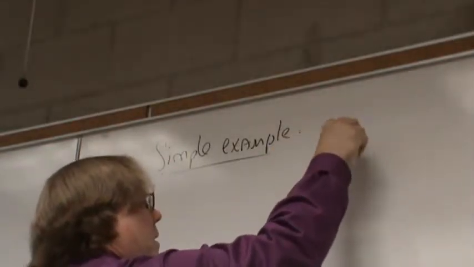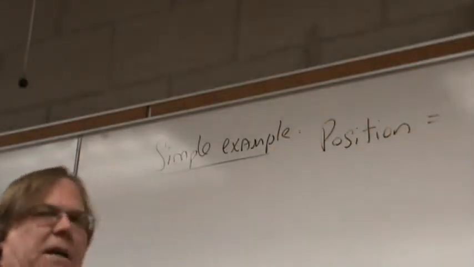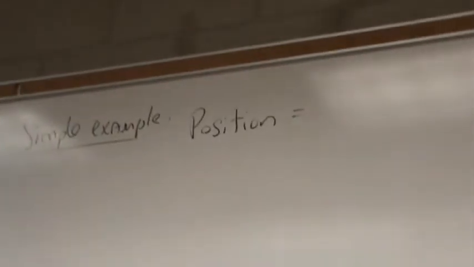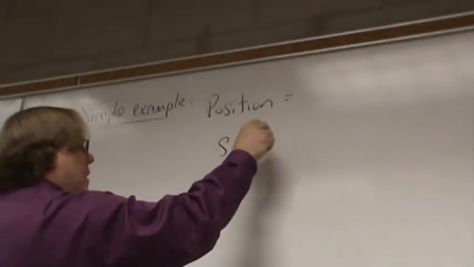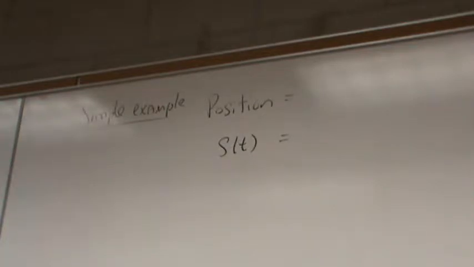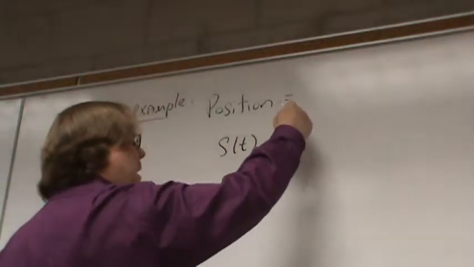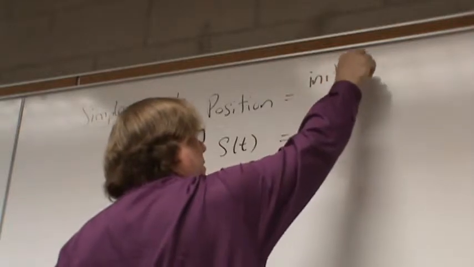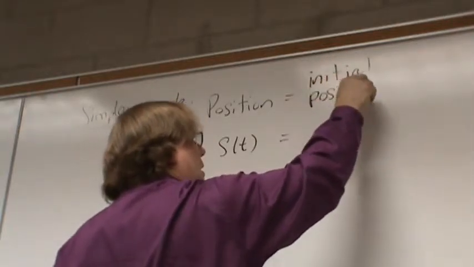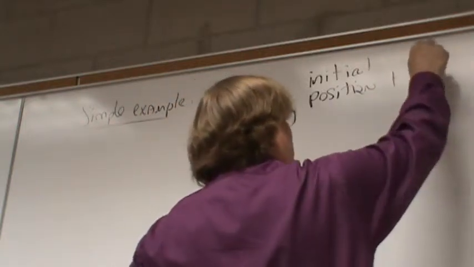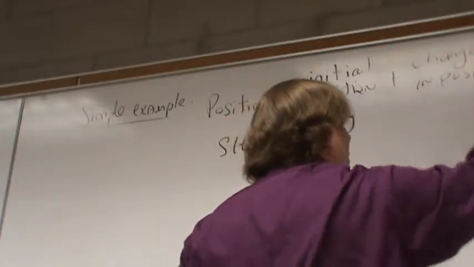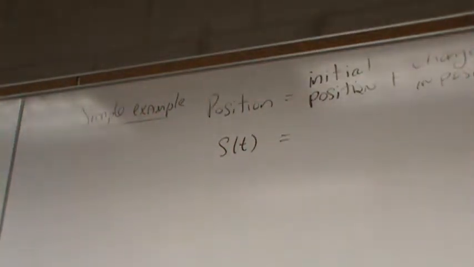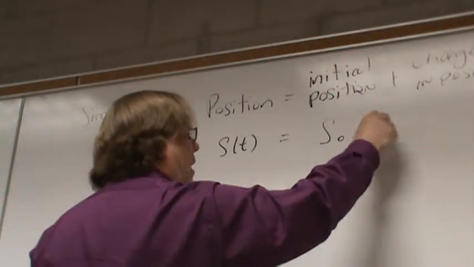Let's deal with position. Imagine you're on the x-axis, going left or right, and we'll let s of t be your position. Your position on the x-axis is going to be equal to your initial position, which I'll call S naught, plus the change in the position.